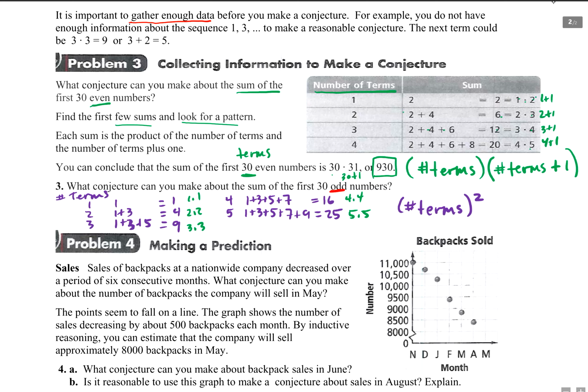So, well, how do I make this? 1 times 1, 2 times 2. Notice this is just the number of terms. So our pattern here, the sum of the odd numbers is the number of terms squared. So if we're going to make the first 30 terms, we would just do 30 squared, which equals 900. That was good.